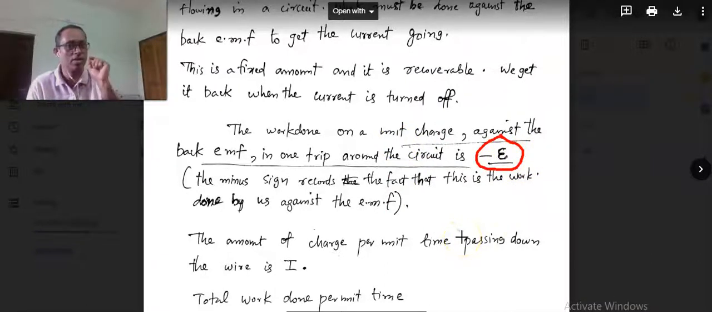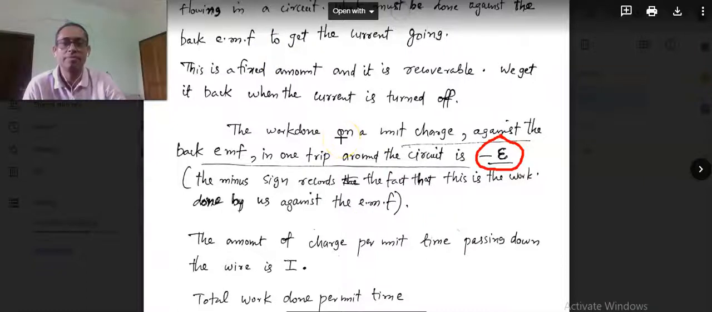Remember that epsilon is actually a kind of potential difference. EMF is actually the potential difference developed, the voltage developed. Voltage is actually equal to the work done. So minus epsilon is the work done on a unit charge against the back EMF.